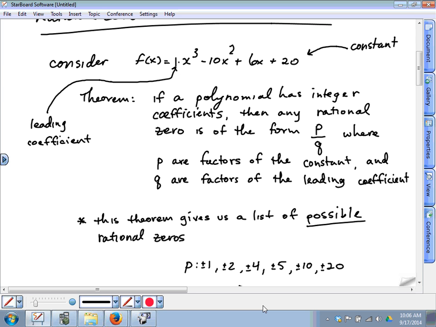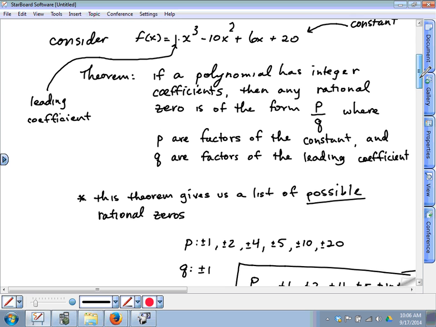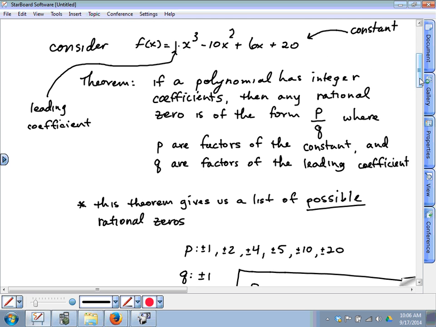Now we got super lucky here for Q. Q are factors of the leading coefficient. But what is the leading coefficient? 1. What are the factors of 1? All right, let's write them down. Well, no, not all. That's not all the factors. There we go. Plus or minus 1. Write that down for Q. Q equals plus or minus 1.